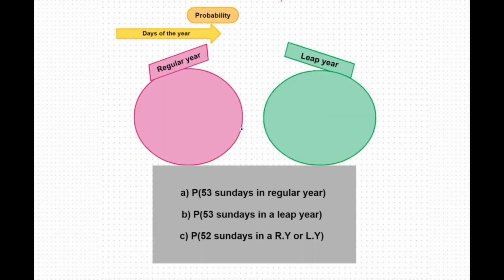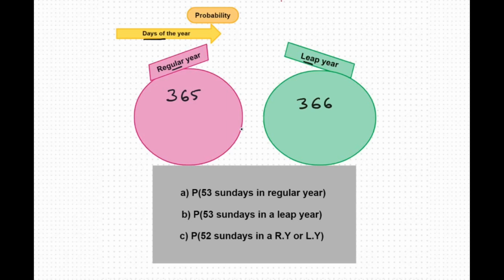Now we are almost there to calculate the probability of happening of an event. The last slide about sample space would be the days of the year. About the days of the year, there are two types of years: a regular year, which has 365 days, and a leap year, which will have 366 days.